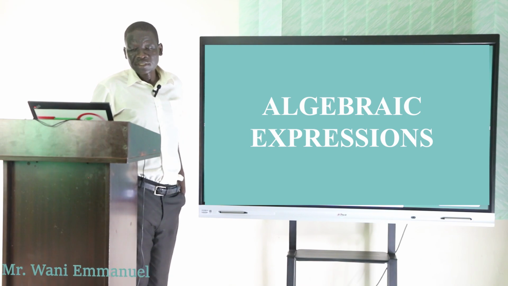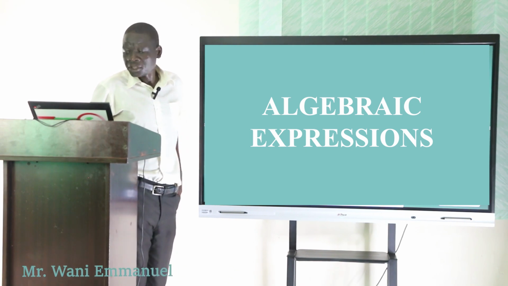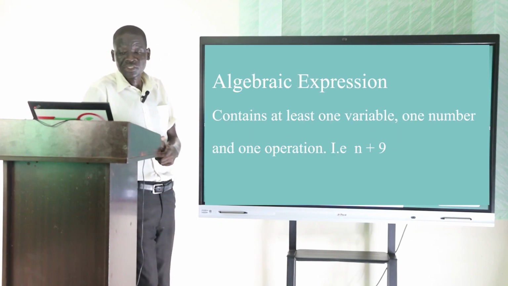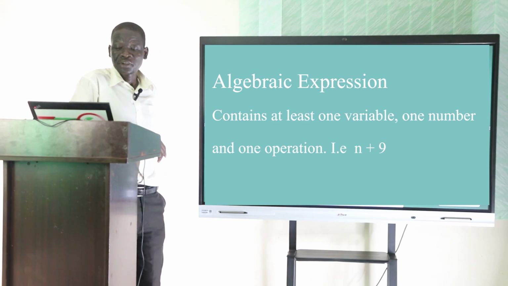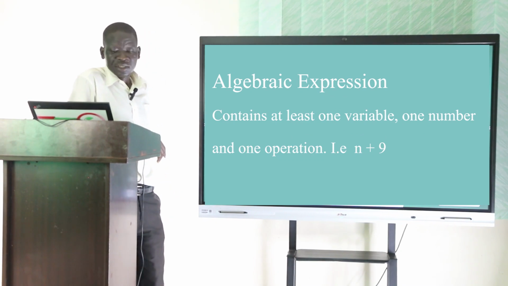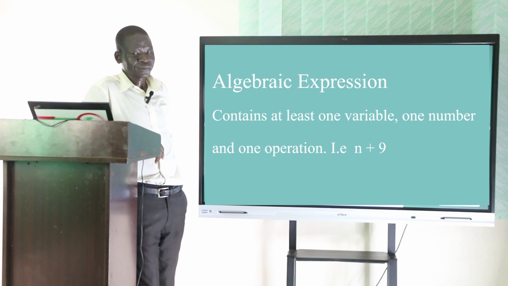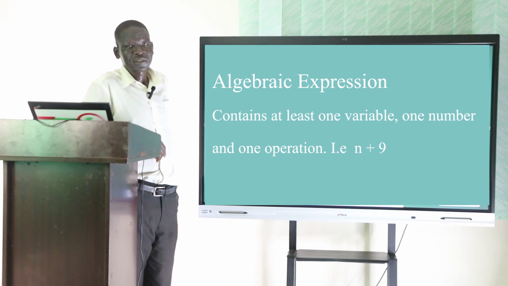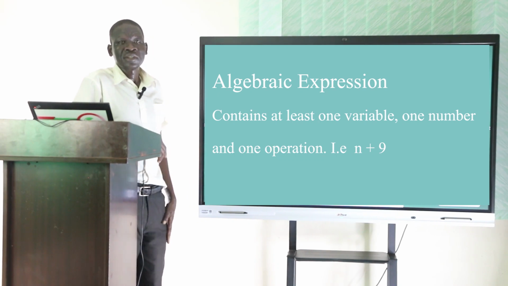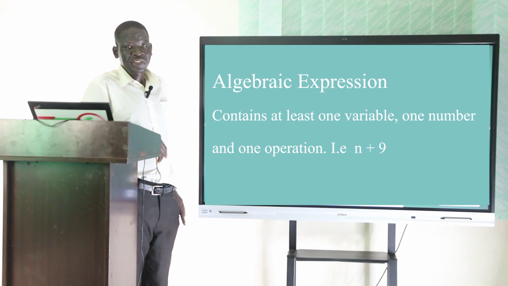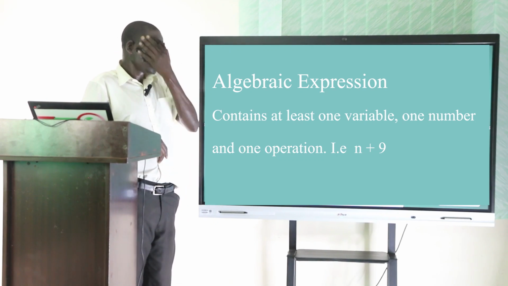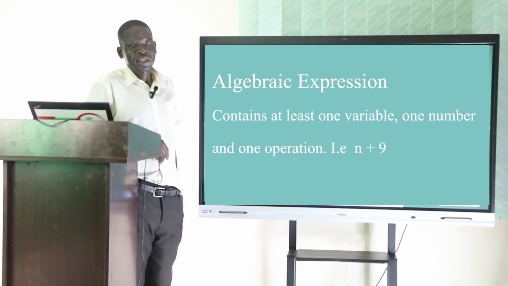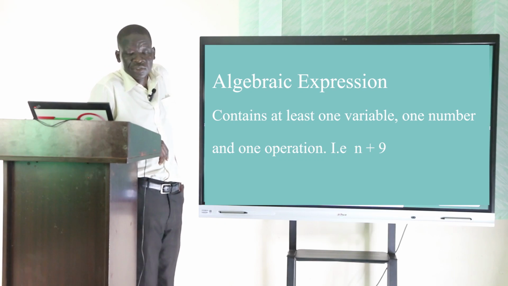Today we are going to look at algebraic expressions. An algebraic expression consists of at least one variable, one number, and one operation. That is to say, we can have an expression like n plus 9. In this case, the n represents a variable, and the 9 represents what we call a constant.